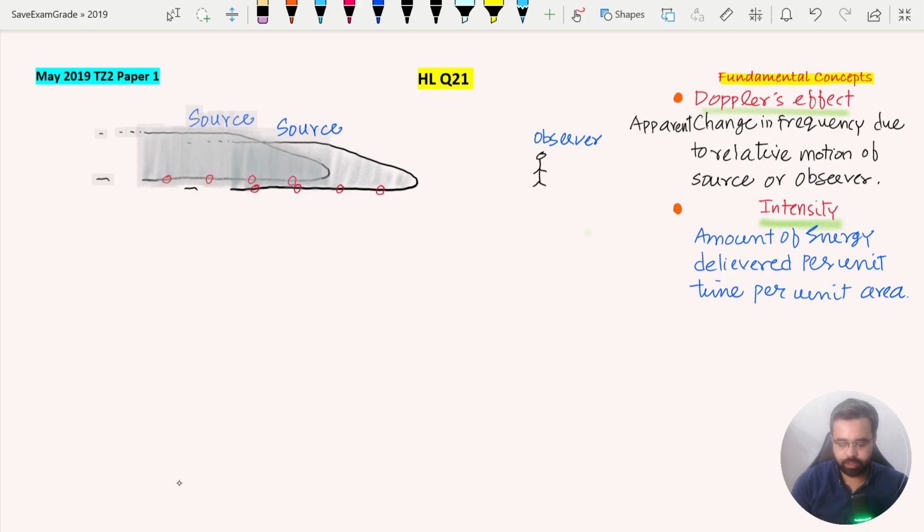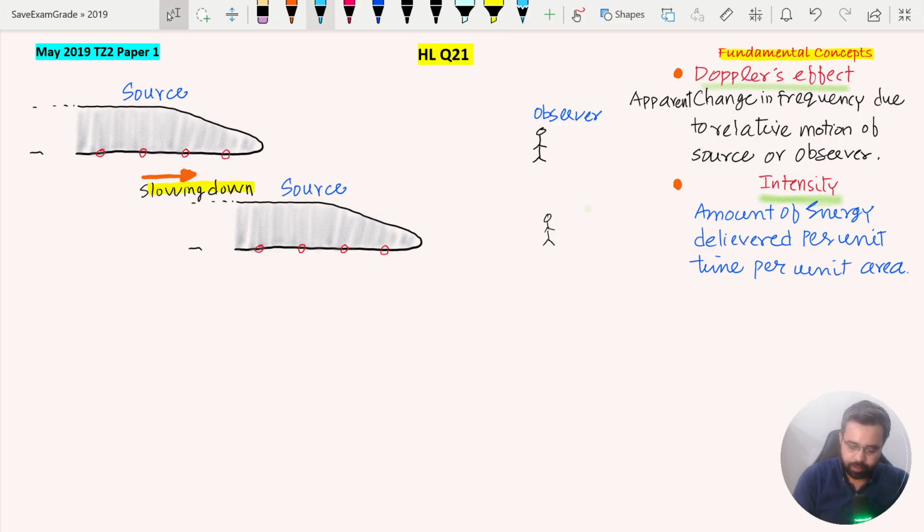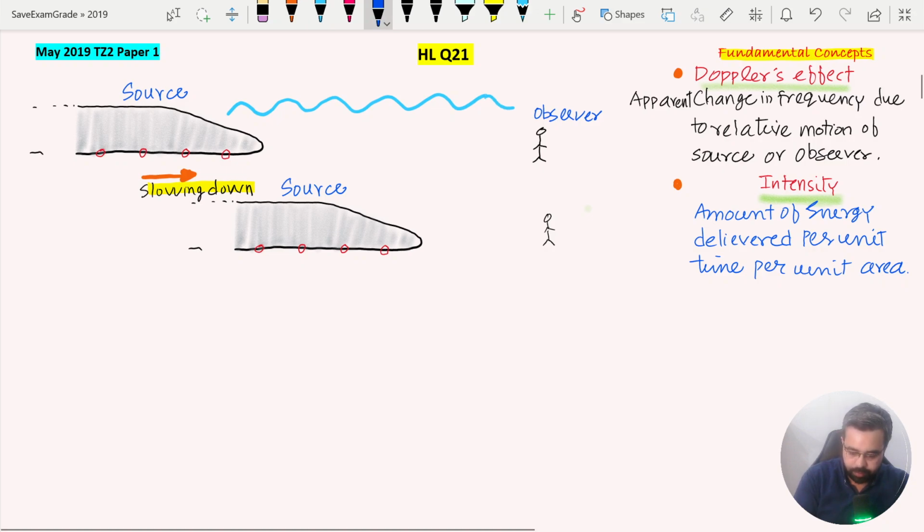In this question, there is a train moving towards an observer who is at rest, but the speed of the train is slowing down. It was producing sound of a constant frequency and intensity. That is, this sound is traveling in this direction, so it has a speed v that equals f lambda.